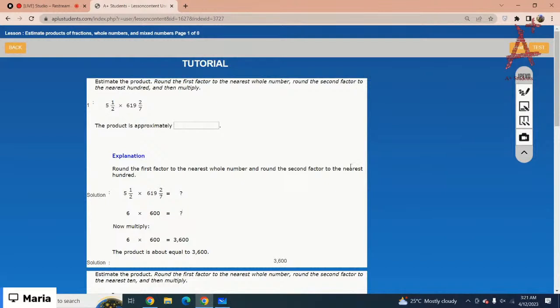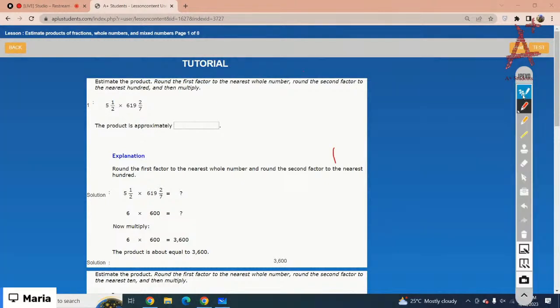They are 5 whole 1 over 2 and 619. Got it? You have to round off the second one to the nearest 100. So 619 is near to 600. So it would be rounded off to 600.